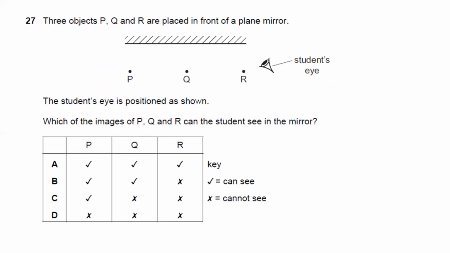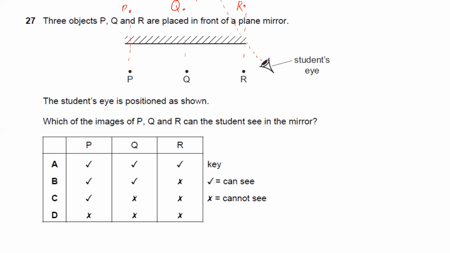Question number 27. 3 objects P, Q, and R are placed in front of a plane mirror. The student's eye is in position as shown. The student is at this position. Which of the images P, Q, and R can the student see in the mirror? So P will be somewhere here. Q will be somewhere here. R will be somewhere here. Okay. So this is the eye line for the student.